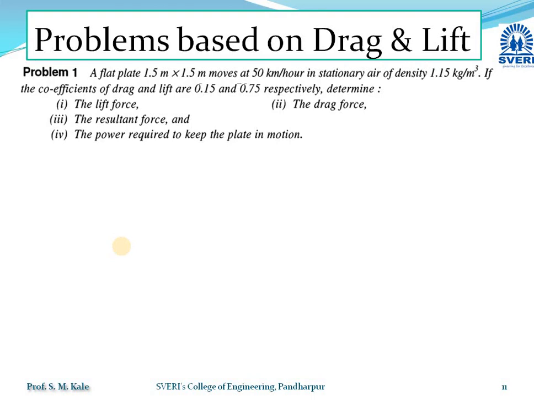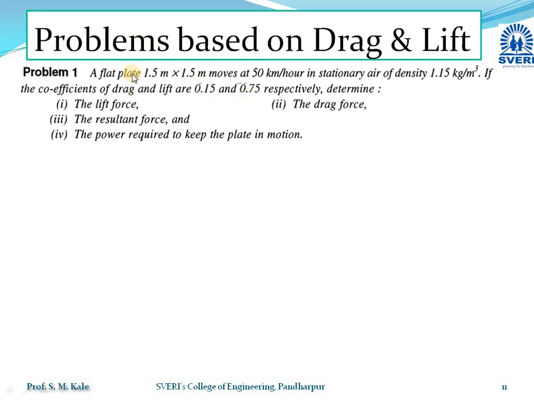So here if you read this problem statement carefully, they have given that a flat plate of 1.5 into 1.5 meter, that means they have provided the value of area, moves at 50 km per hour. That means they have given the value of velocity in a stationary air having density of fluid 1.15 kg per meter cube, and here they have provided the value of coefficient of drag and lift are 0.15 and 0.75 respectively. That means value of CD and value of CL also they have provided.